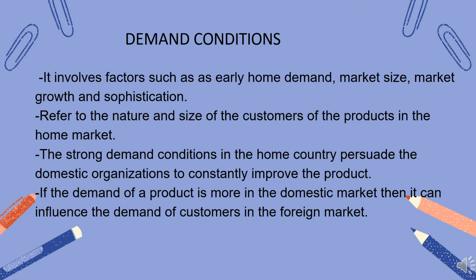What are demand conditions? They are located in the right hand block of the Porter Diamond model. They involve such factors as yearly home demand, market size, market growth, and sophistication. This characteristic can help companies create competitive advantage. For instance, sophisticated home market buyers pressure firms to innovate faster and to create more advanced products than those of foreign competitors.